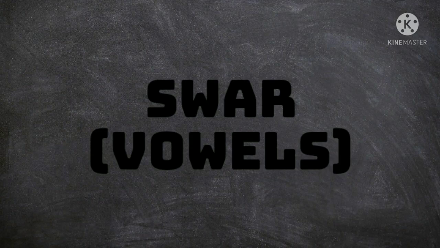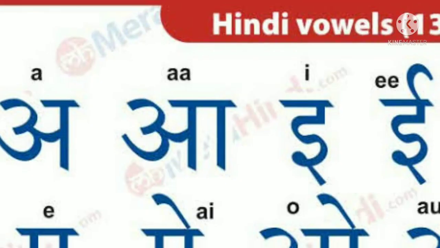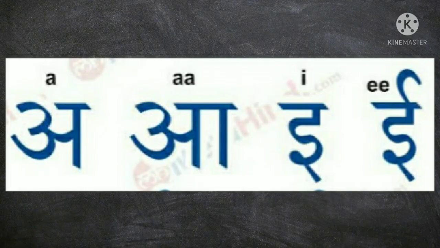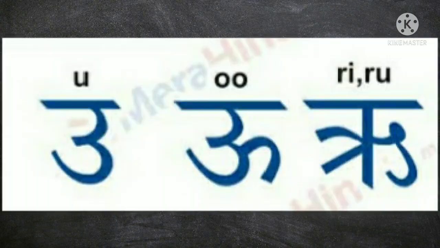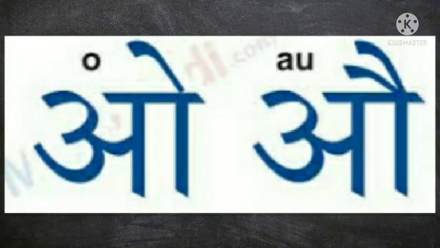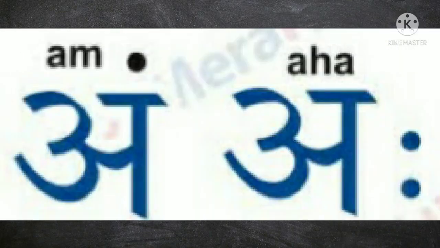At last class you learnt how to pronounce swar letters in Hindi. Once more I want to recall those letters to you. A, Aa, I, Ee, U, Oo, Ri, E, Ai, O, Au, Am, Ah.